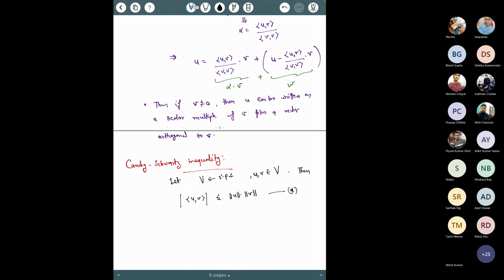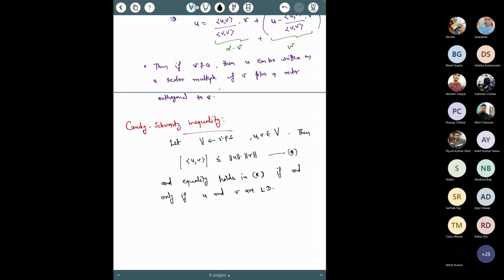Not only this, equality holds in star if and only if u and v are linearly dependent. So for any two vectors u and v in an inner product space, this inequality is true. This is called the Cauchy-Schwarz inequality. And here, instead of an inequality, we have equality. That means the left hand side is equal to the right hand side if and only if u and v are linearly dependent.